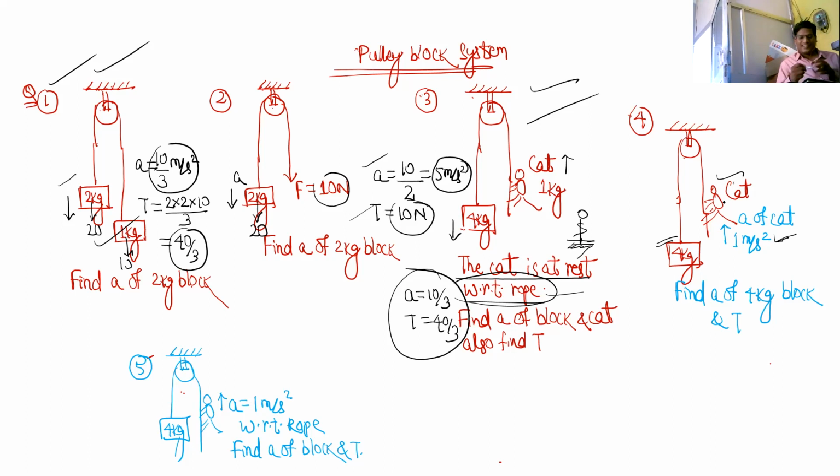Here the cat is climbing up the rope or down the rope like that. So here you have to solve it independently. So now for cat, first you solve. For cat, it's tension upwards, it's mg downward, and it's moving with acceleration upward with 1. So the equation comes out to be how much? T minus 10 equal to ma, that is 1. So T equal to 11. Have you got this much?